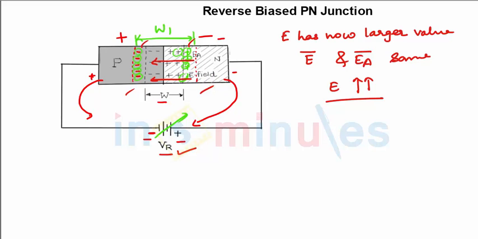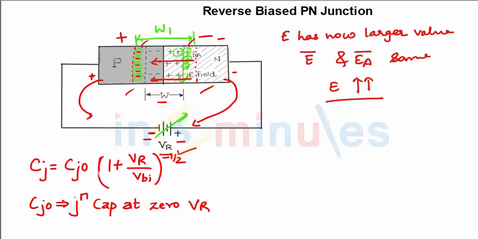Now what is the value of this capacitance? The junction capacitance is Cj, which is Cj0, that is the junction capacitance when VR is 0. That is, we are at equilibrium. VR as 0 is nothing but the equilibrium condition, and when you apply VR, this value is considered over here, and Vbi is the potential barrier voltage, raised to the power minus half. So this is the equation for the junction capacitance.